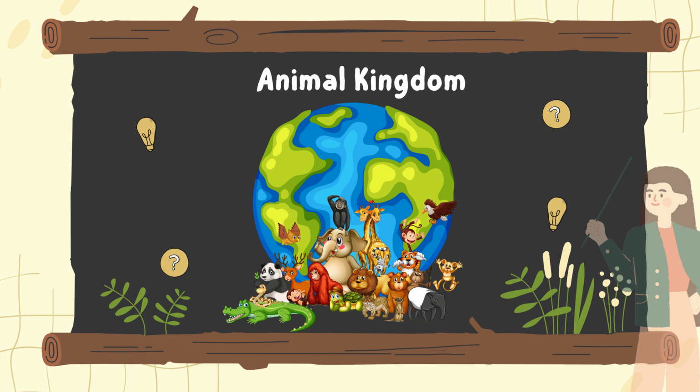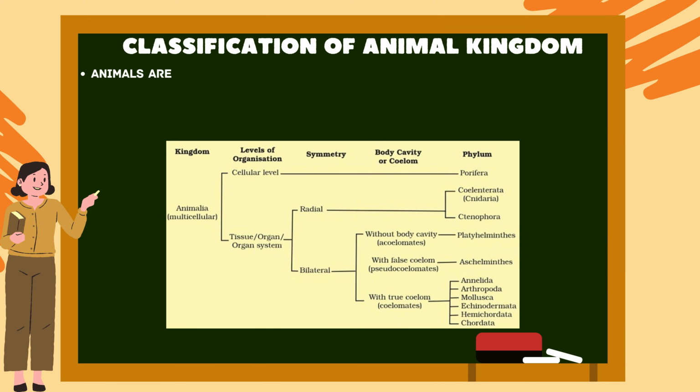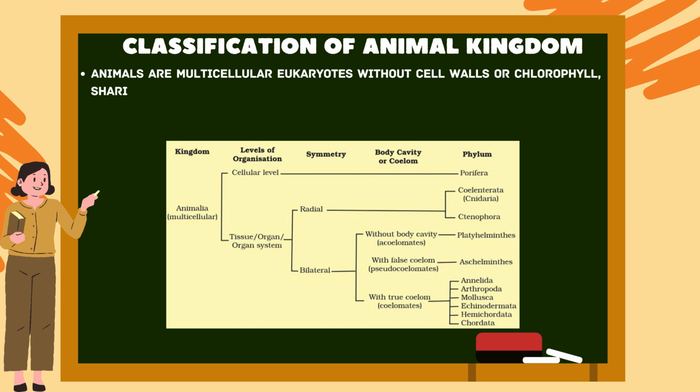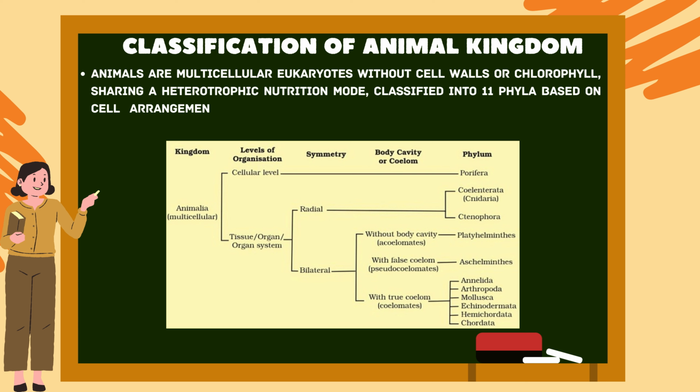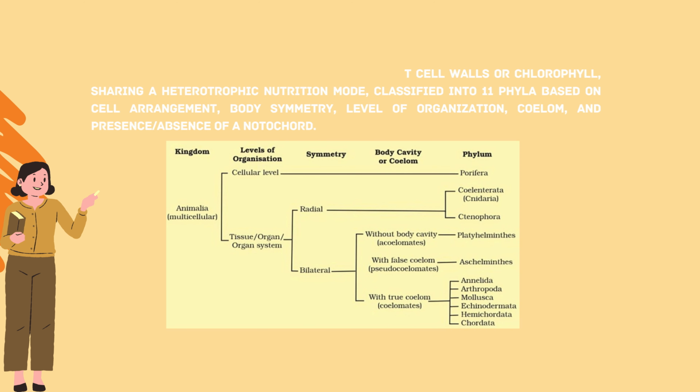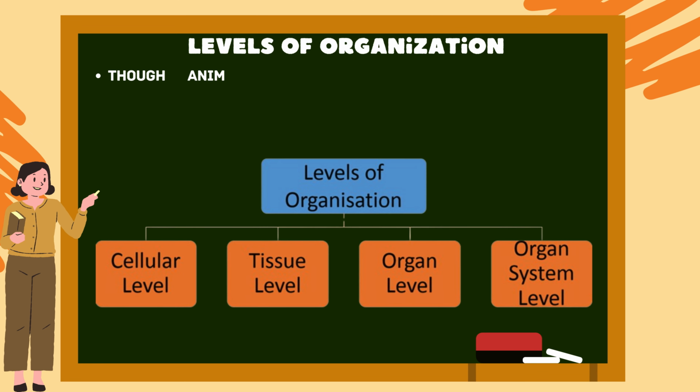Let's start the video. Starting with introduction. Classification of Animal Kingdom. Animals are multicellular eukaryotes, do not possess a cell wall or chlorophyll like plants, and share the same mode of nutrition, that is, the heterotrophic mode. Besides these similarities, they are also related in their cell arrangement, body symmetry, level of organization, coelom presence or absence of notochord, etc.